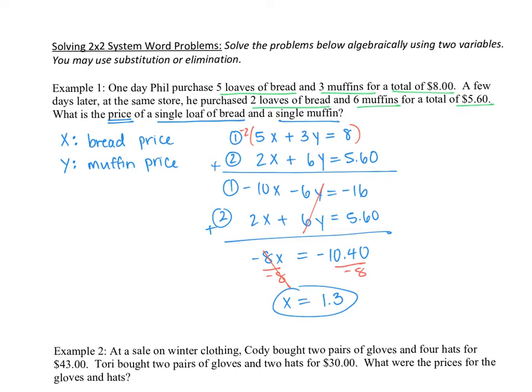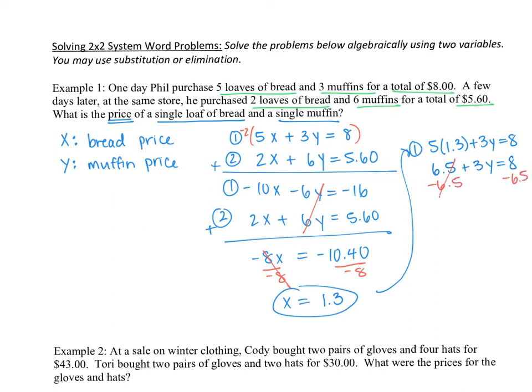So I'll just go ahead and plug into the first equation. It doesn't really matter. My first equation is 5x, and I know what x is. It's 1.3, plus 3y equals 8. So if I multiply 5 times 1.3, I get 6.5. Bring down the 3y and move that 6.5 over to try to get the y by itself.